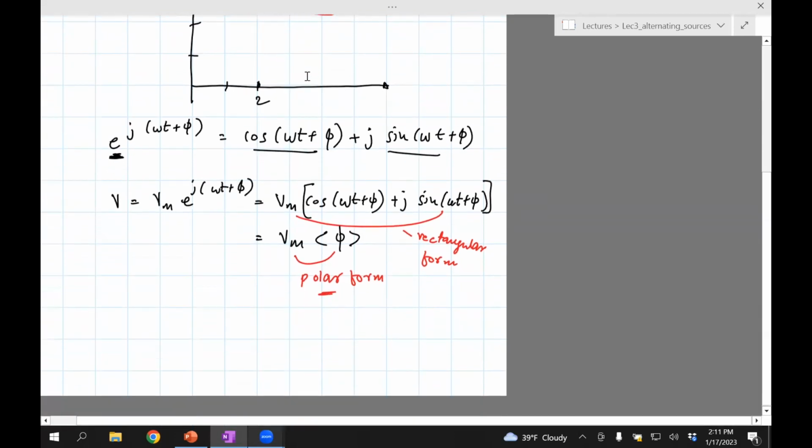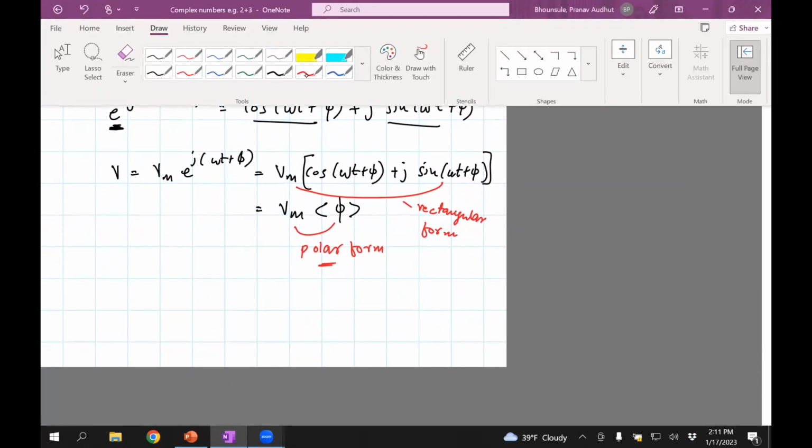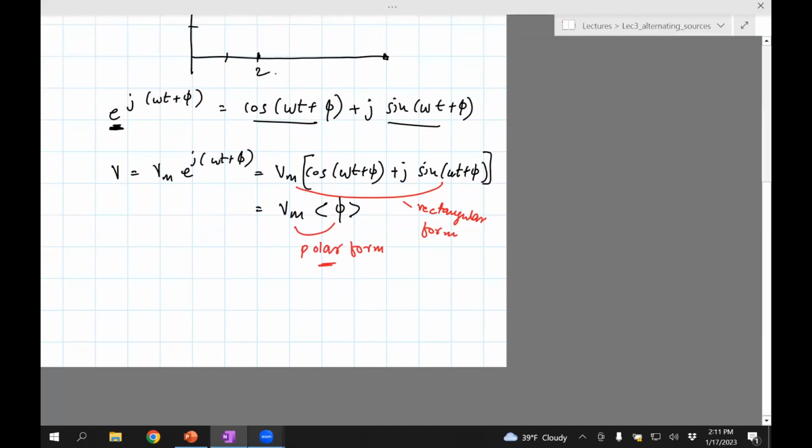So when you look at alternating current, we can always write it as Vx plus Vy, with Vy being the j coordinate. And if you want to find the magnitude, you just take the square root of the sum of squares. And if you want to find the phase, it's tan inverse of Vy divided by Vx.